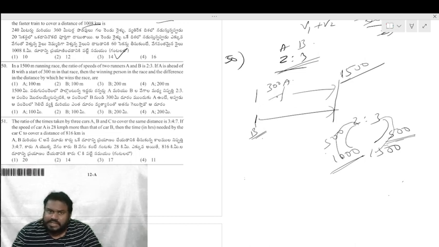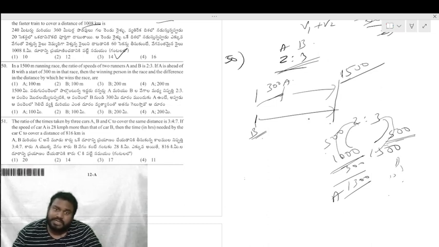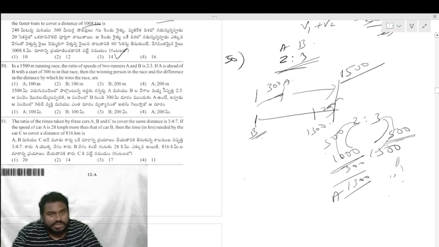But he has already covered 300 meters in the beginning, so I'll have to add. So A covered 1300 in total. B covered 1500, so B is already at 1500 and has won the game. And A is at 1300 only. What is the difference? 200 meters far away from him. So that means 200 meters here and here. Who is the winner? B is the winner.